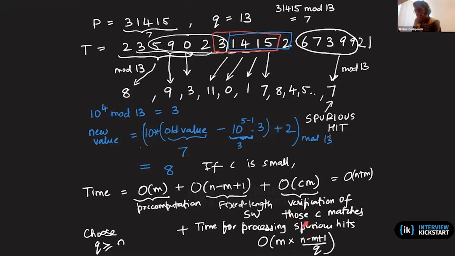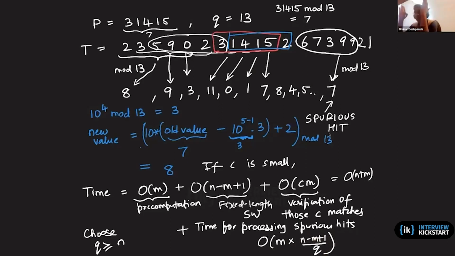So the total number of matches with the pattern will be actual matches, which are C in number, and spurious matches, which we don't know how many there are, but the estimate is that, since this is the probability of a collision, very loosely speaking, m times that. Since this is the probability of collision, we will have these many on average per bucket.